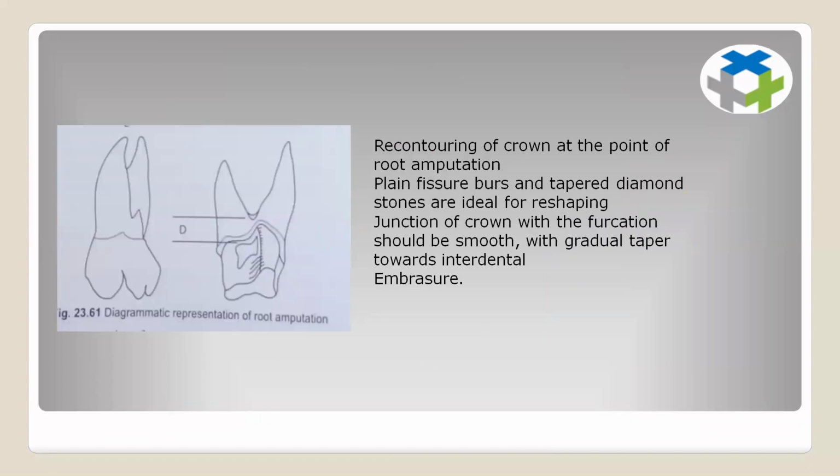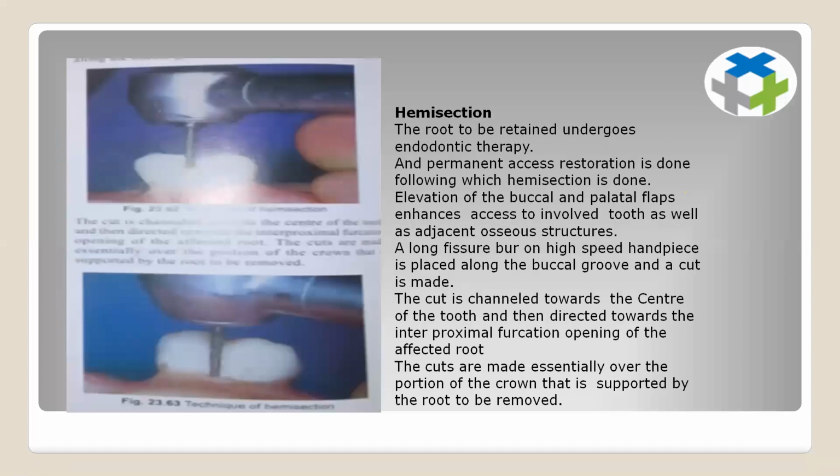So this is root amputation for molars. Suppose three roots are there and one root is diseased, we can cut the diseased root. Sometimes the mesiobuccal canal is calcified or there is instrument separation which we cannot manage. We have to recontour the crown at the point of root amputation, because the other two roots will survive and retain the tooth. We can use plain Fisher burs to reshape it. So hemisection is cutting one root and taking it out.